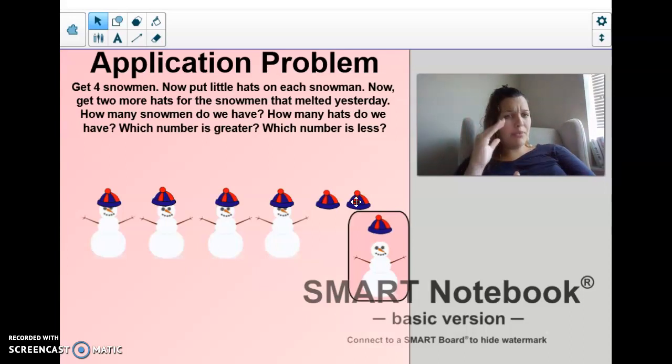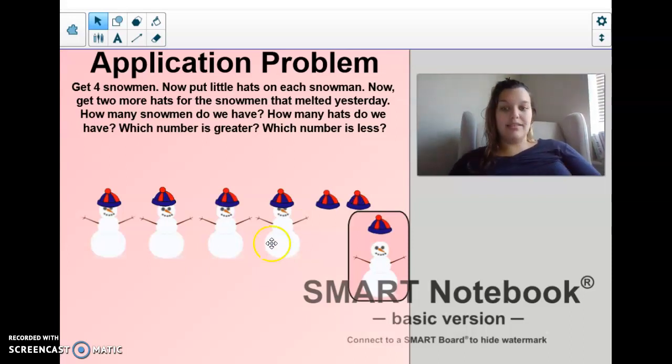So do we have more hats or more snowmen? We have more hats. 6 hats is greater than 4 snowmen. So 6 is greater than 4. Which number is less? So we said 6 was greater than 4. So that would mean 4 is less than 6. Good job.